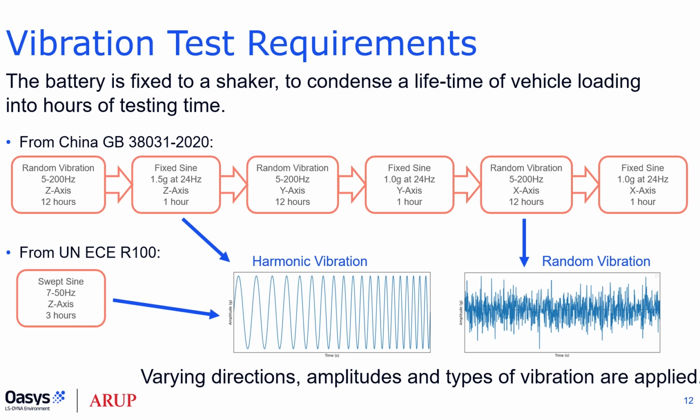Random vibration means that the accelerations are random within specified limits. In the case of the Chinese regulation, the requirement is for alternating periods of random vibration followed by sinusoidal vibration. And this test is very long, nearly 40 hours, and the battery is shaken in all directions.